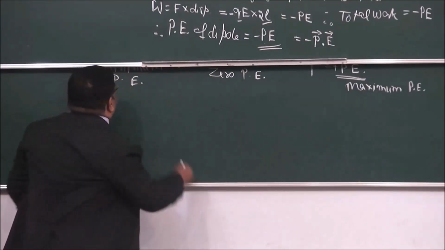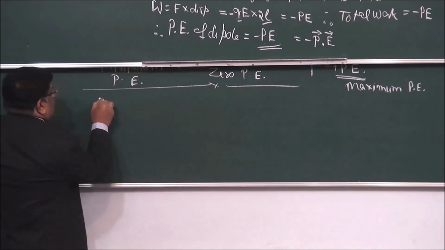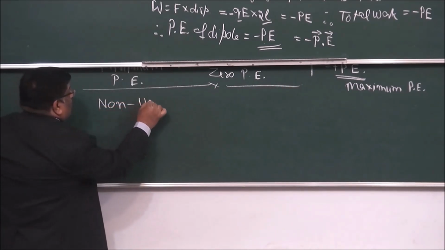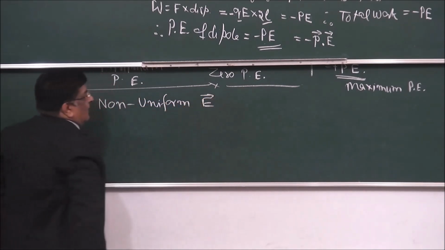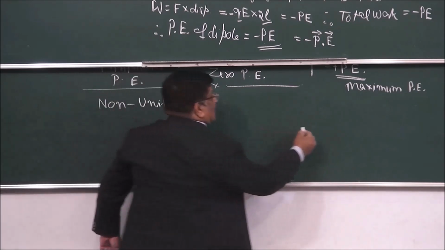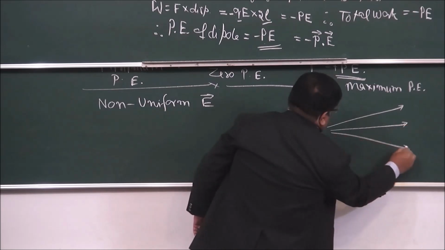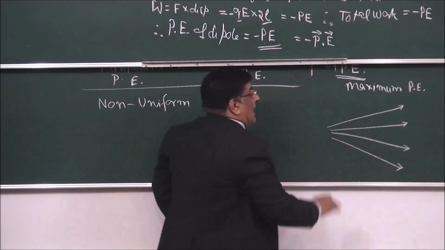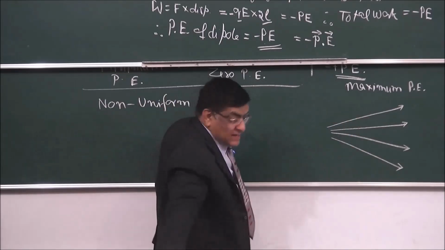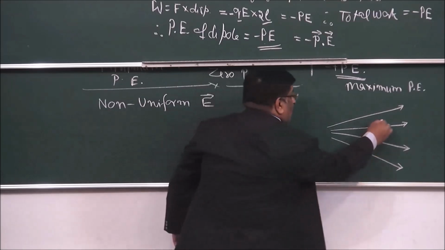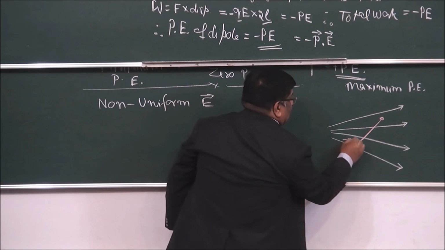If electric field is non-uniform, it's a small thing, just 1 minute more. Non-uniform electric field. How is it represented? The answer is, it is represented like this. And it may even turn. Okay, here we have a dipole and we keep that dipole like this. This is minus Q and this is plus Q.